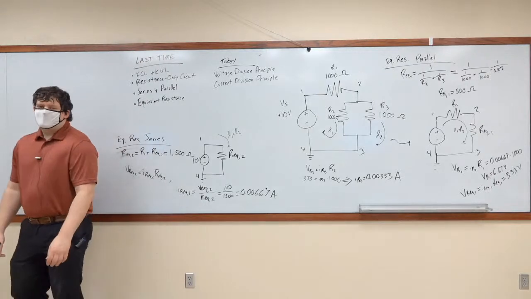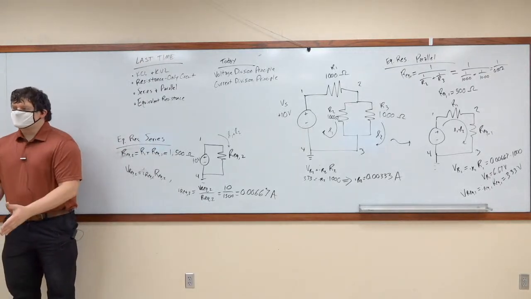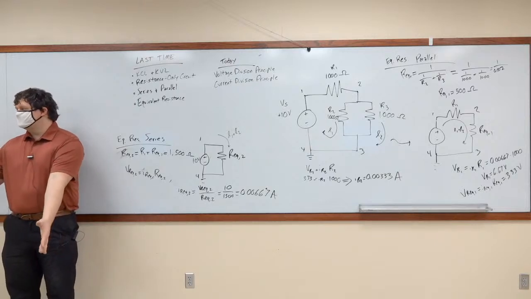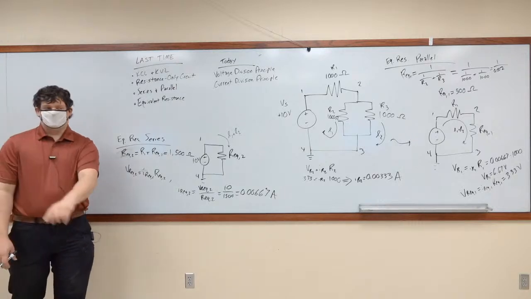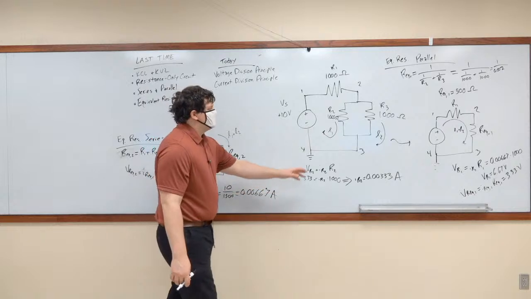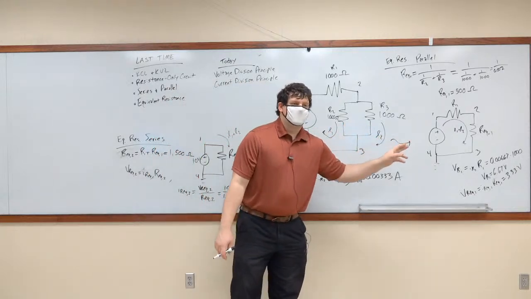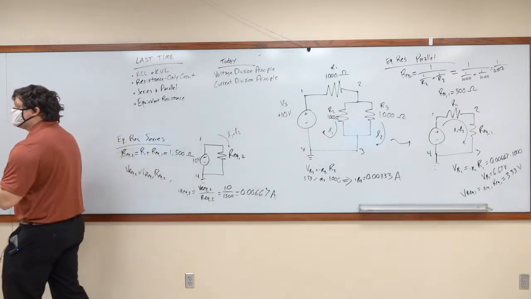So, the voltage division principle: resistors in series split voltages, but they have the same current. The current division principle: resistors in parallel split current, but they have the same voltage.